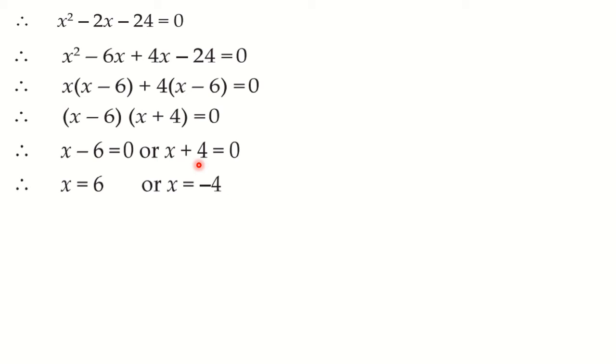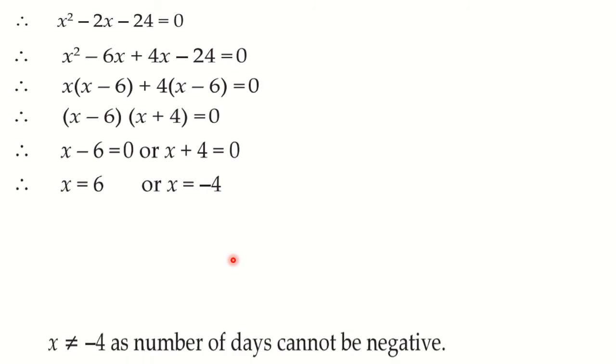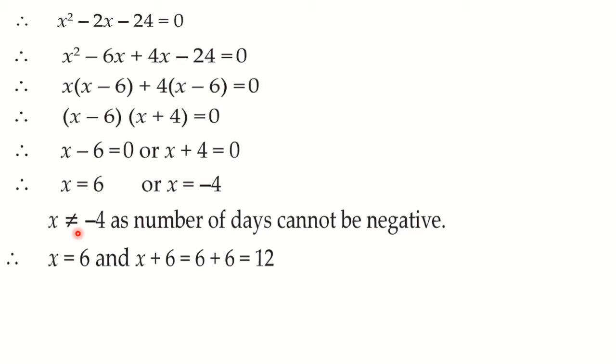Again we have to discard this value. We are not going to accept this value. We are going to say that x cannot be minus 4. Why? Because x we have taken as number of days, and number of days cannot be negative. So write down x is not equal to minus 4 as number of days cannot be negative, and therefore value of x is what? 6. And the other quantity x plus 6, that is 6 plus 6 is equal to 12.